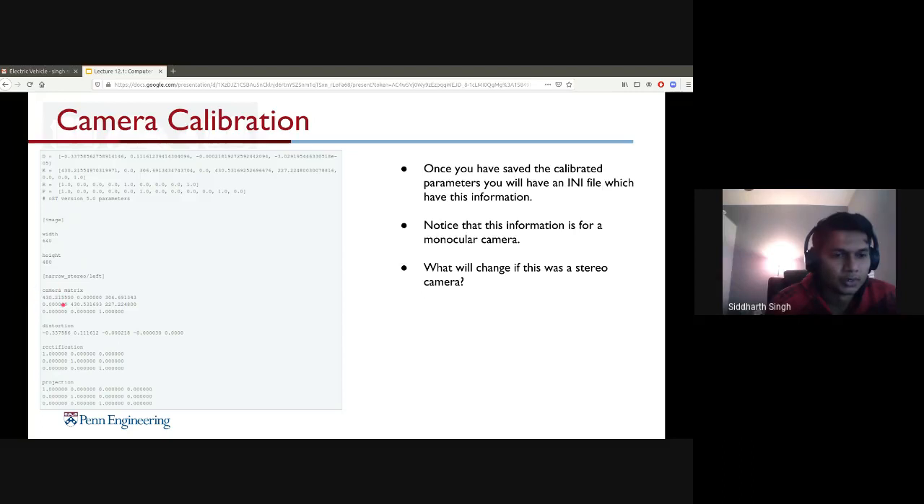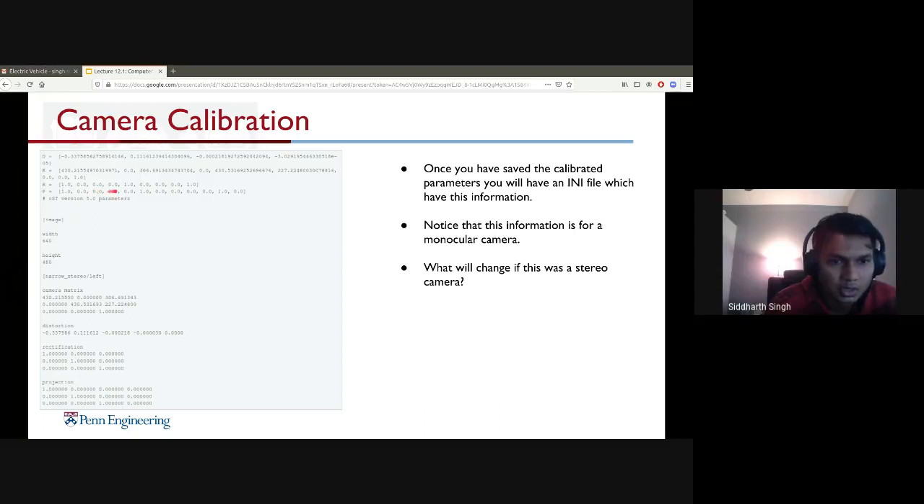Finally, you form the camera matrix, which has the focal lengths here and here, fx, fy, and you have the optical center, 306 point something. It's kind of the center of the image, but not quite, right? Camera centers.